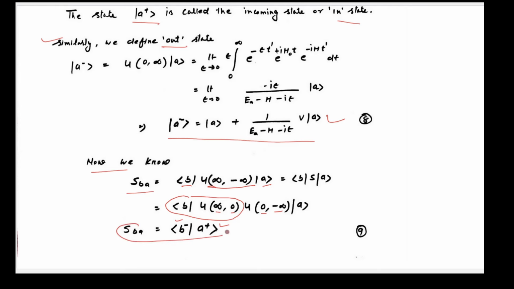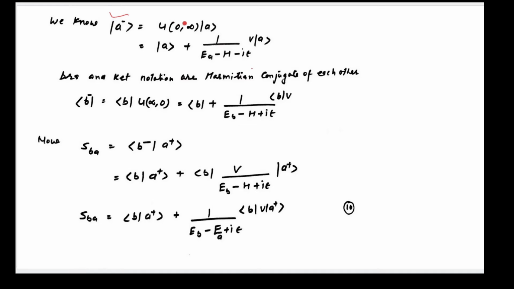So we have the S matrix, S_BA, which is equal to B minus and A plus. Now we will substitute the value of B minus and A plus here. So we know A minus is this, U from 0 to infinity A, and it is equal to A plus 1 upon (E_A minus H minus iε) V_A state. Now, this is in ket form, and we want to shift it into bra form.